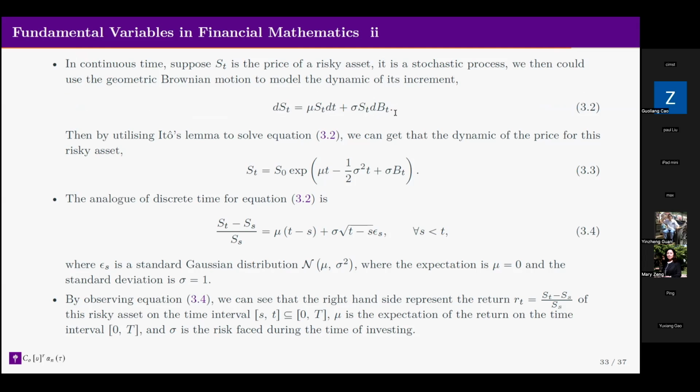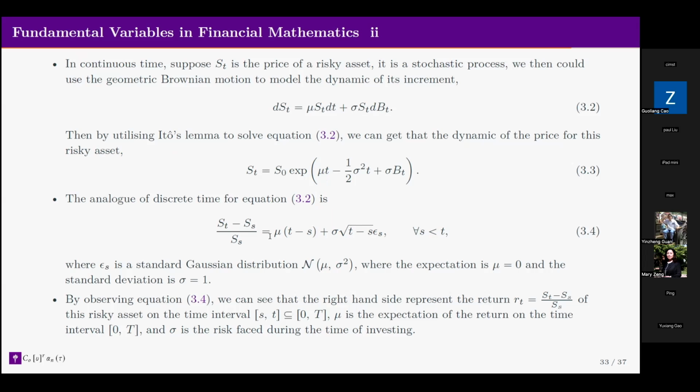Because you can't really predict what the price would be for tomorrow, right? Therefore, you need some randomness, which comes from the second term. By using Ito's lemma, you can solve this equation such that you can get a precise analytical expression for the stock price. In discrete time, we can rewrite this equation in this way.